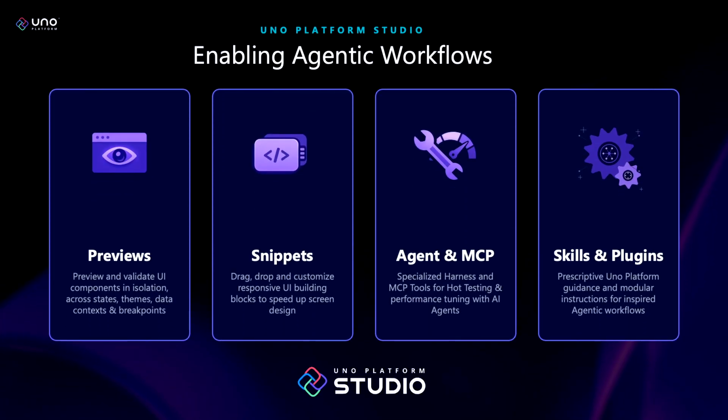So Platform 3.0 has some key building blocks in it. First up is a specialized agent that has skills, that has MCP tools at its disposal, so AI does the right thing. We are shipping previews, so you get to build and preview and validate UI components in isolation across responsive boundaries, across data context, states, and themes. We have snippets. I didn't get to show you that. That's a building block for your app UI, so you can quickly iterate on UI. You can drag and drop and customize.